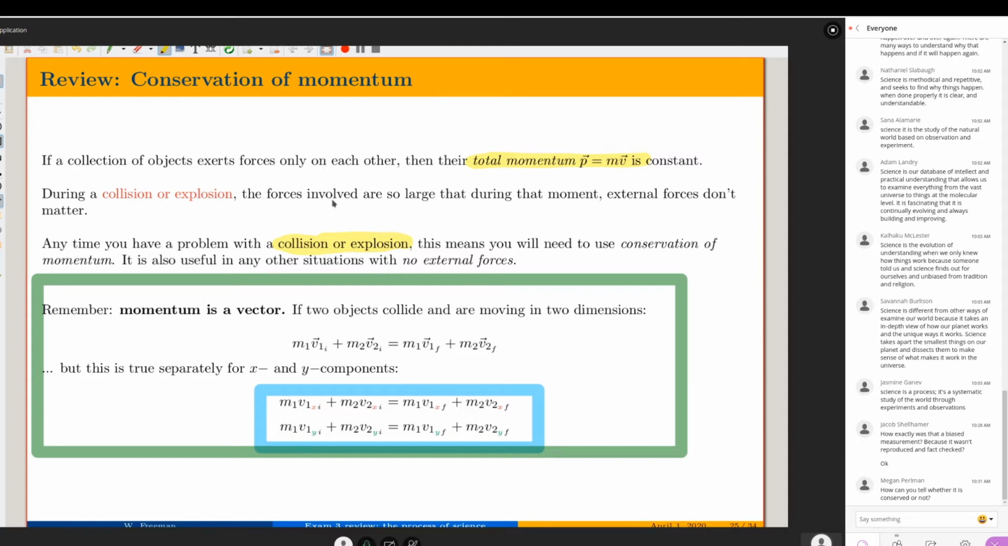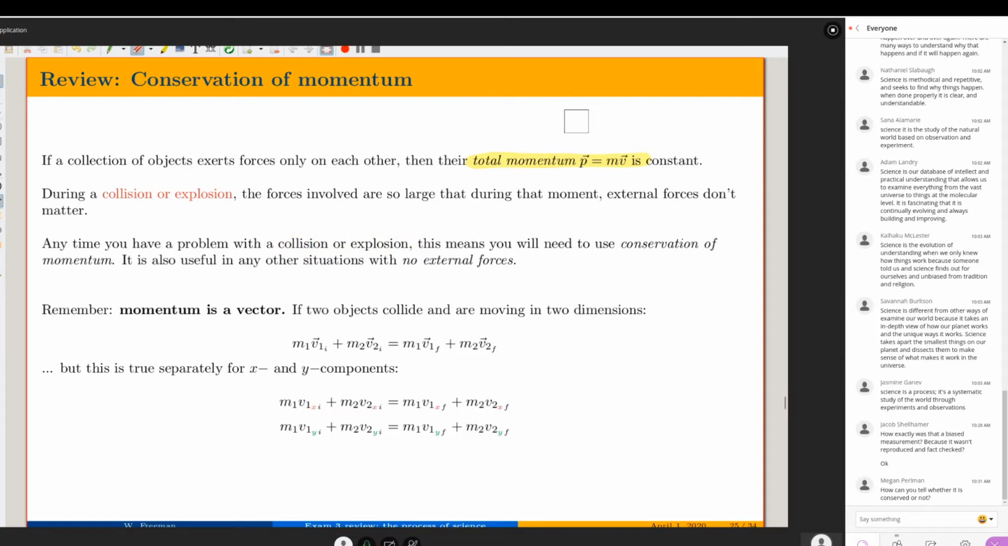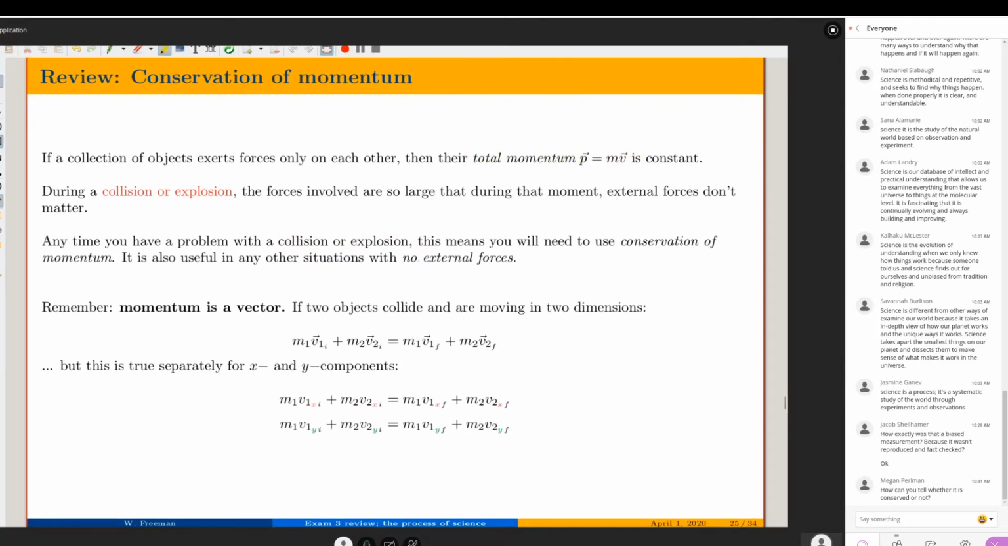Megan asks, how can you tell whether momentum is conserved or not? Momentum is conserved if there are no external forces that are important. So momentum is conserved if there are no external forces.